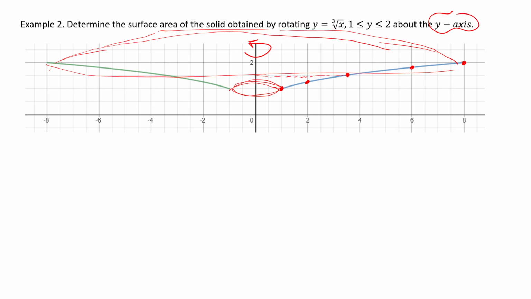Okay, so it's about the y-axis, and there is a lot of information that we can gather in the given problem, all in the y aspect. So the formula is 2 pi. Since we're rotating about the y-axis, the radius of the circumference is x. Then the square root of 1 plus dx over dy squared. The technique here is that since we are integrating with respect to y, dy should be in the denominator.